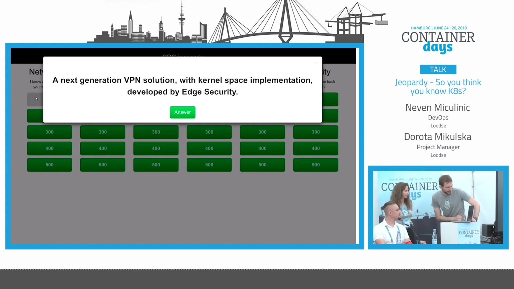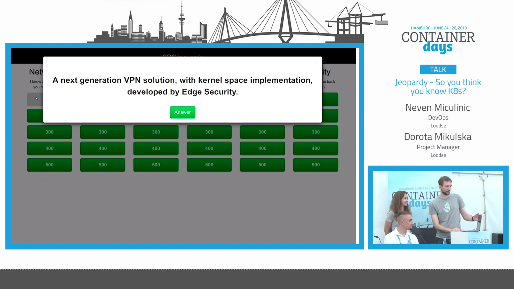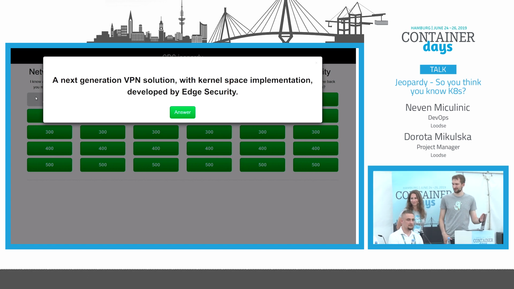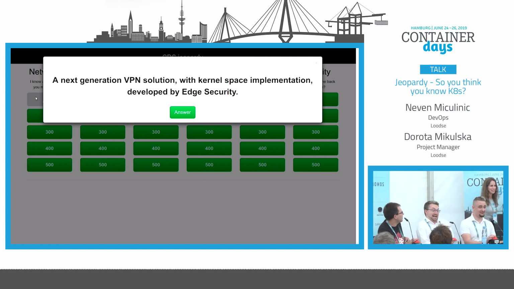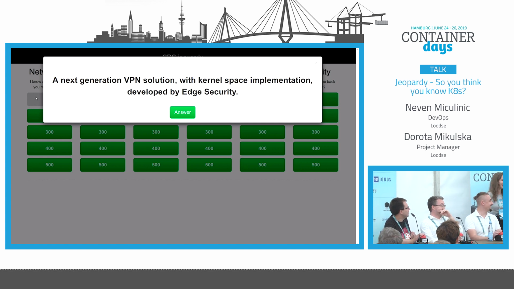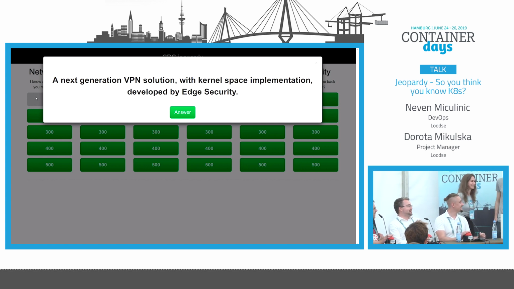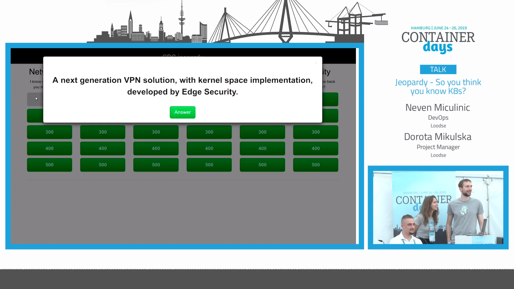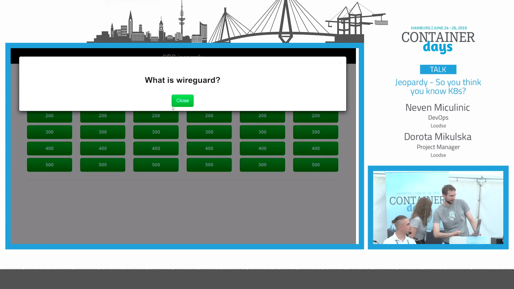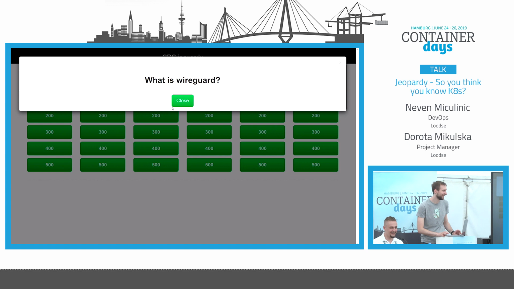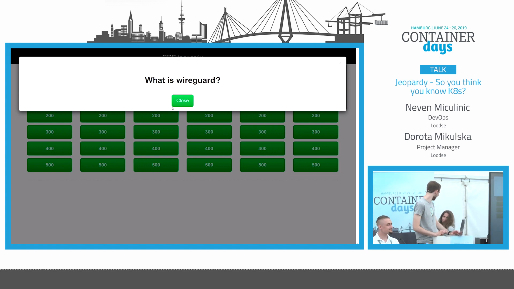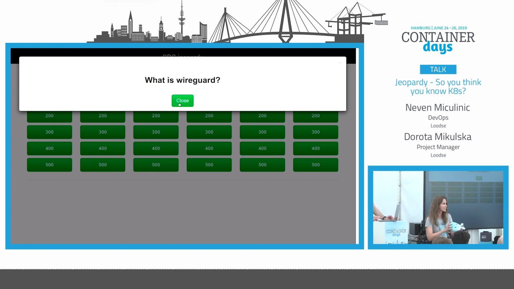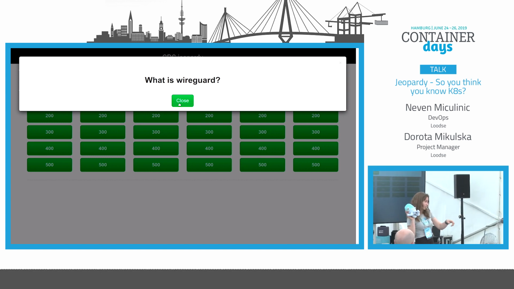The first question: a next-generation VPN solution with kernel space implementation developed by Edge Security. Any takers? That's very specific. Any takers from the crowd? Well done, someone from the crowd. Did we have a correct answer? Yes, what is WireGuard? Alrighty, so for the participants, who was the correct answer? I'm going to throw it to you, so you have to catch.